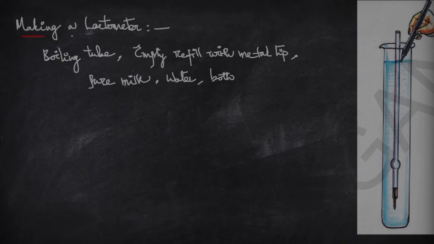Making a lactometer. For this we need a boiling tube, an empty refill with a metal tip, pure milk, water, and a mixture of both. First of all, this boiling tube is filled with pure milk, and we have to keep an empty ballpoint refill like this, and the metal tip should be downwards, and this ballpoint refill should not touch the walls of the boiling tube.